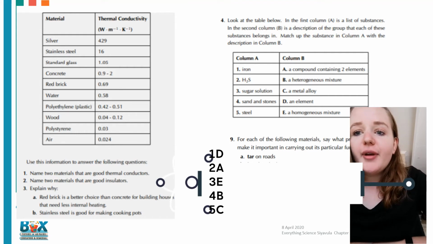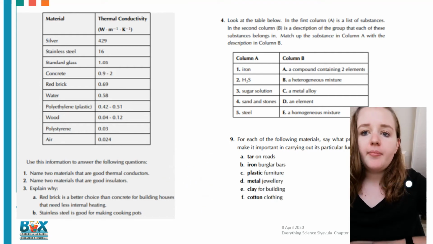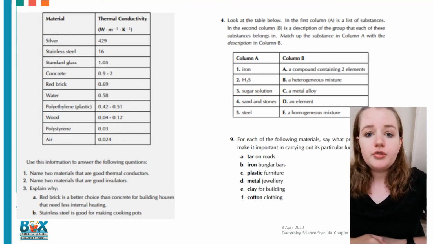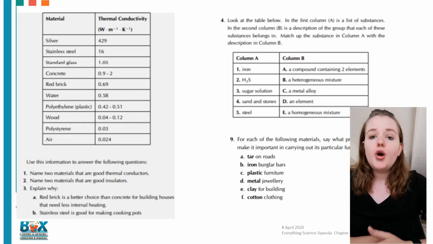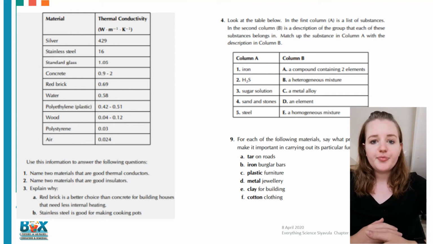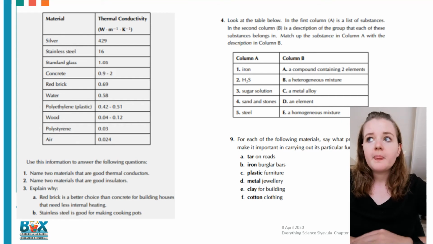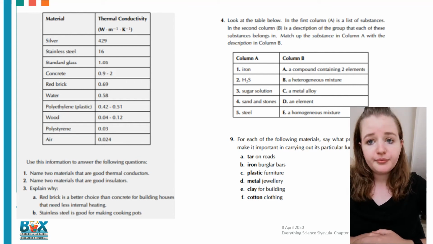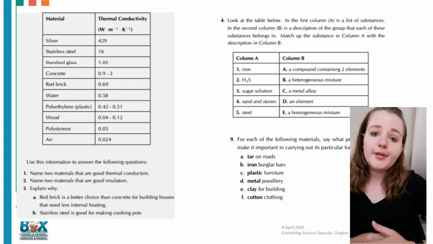So, for each of the following elements, say what properties of the material make it important in carrying out its particular function. So, tar on roads. Why do we have tar on roads? Purpose is friction, and I'm sure you've encountered friction before, is to stop cars going too fast or allowing them to brake so that there's less accidents as such. Iron burglar bars. So, iron is very durable, which means your prisoners can't escape.